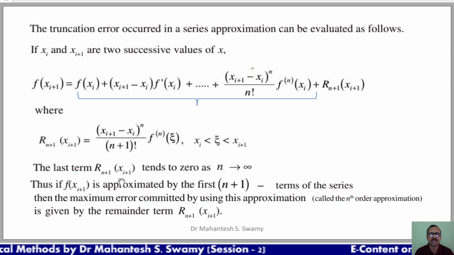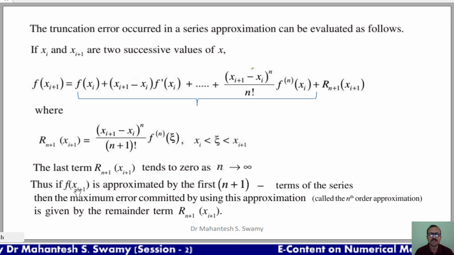Now this term is the remainder term, and it tends to 0 when n tends to infinity. You see, in the denominator we are having n, so n becomes infinity, means this total value becomes 0. So that is what it is indicating.